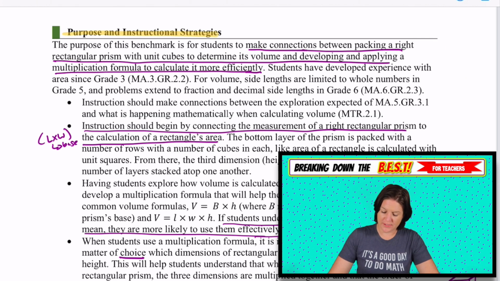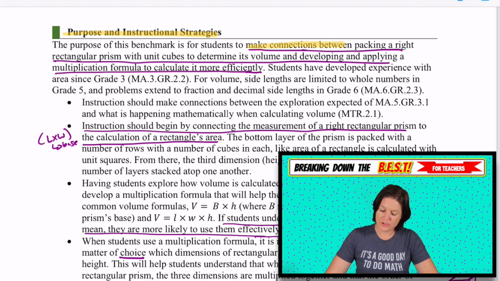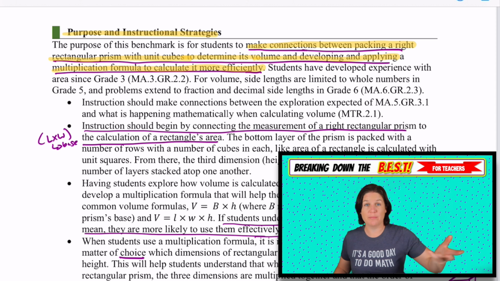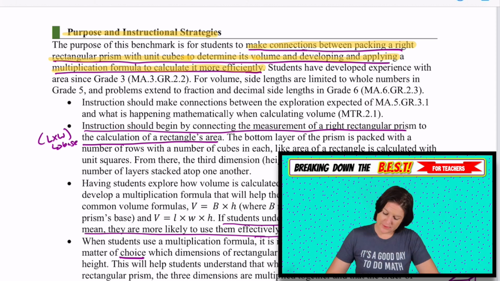All right, so for the purpose and instructional strategies section, let's see what jumped out at me. It says that the purpose of this benchmark is for students to make connections between packing a right rectangular prism with unit cubes to determine its volume and developing and applying a multiplication formula to calculate it more efficiently. Again, we're going from packing and counting the cubes and connecting that to the formula. This right here says that instruction should begin by connecting the measurement of right rectangular prisms to the calculation of a rectangle's area.